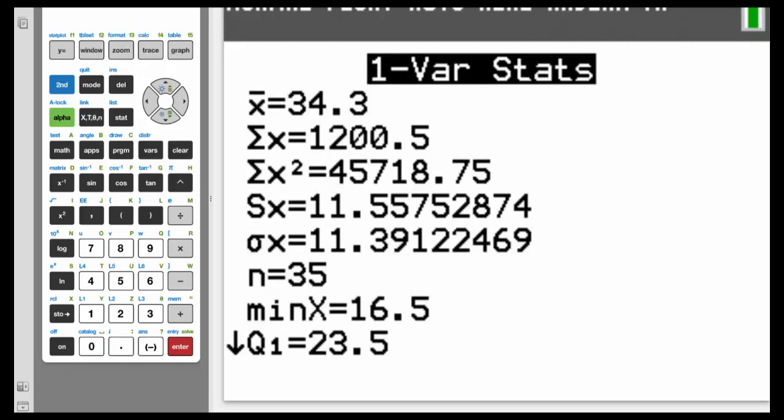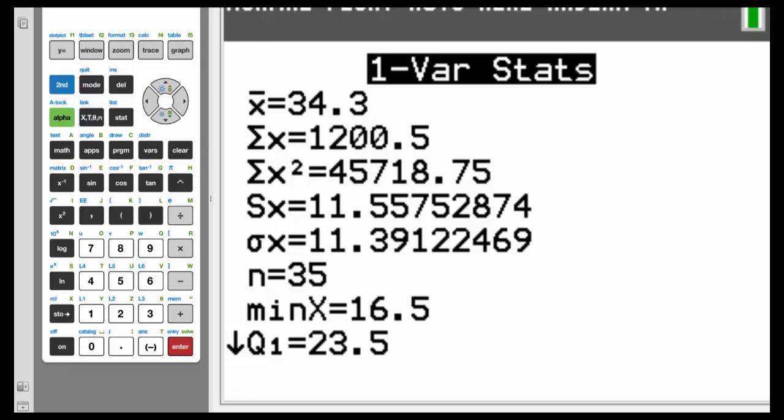Now, for us, this is the sample standard deviation because we're only using 36 laundry detergents. Remember, that's the Sx. That's going to be approximately 11 6/10. If I wanted the population standard deviation, I would use the sigma x, which would be approximately 11 4/10.